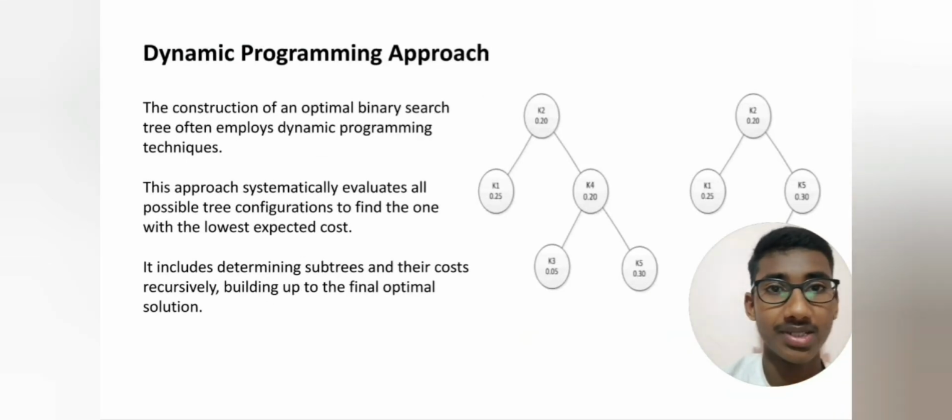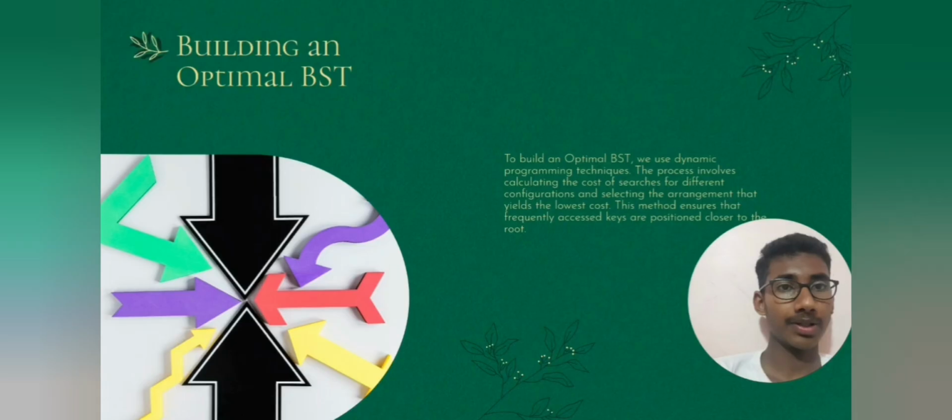Next, we are going to discuss the dynamic programming approach. The construction of an optimal binary search tree often employs dynamic programming techniques. This approach systematically evaluates all possible tree configurations to find the one with the lowest expected cost. It includes determining subtrees and their costs, recursively building up the optimal binary search tree.